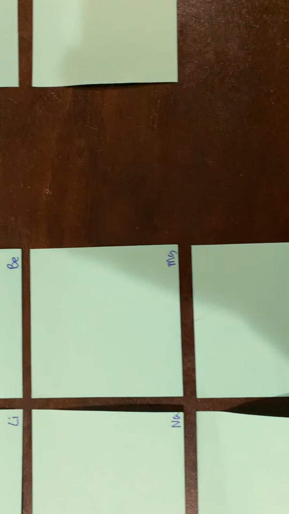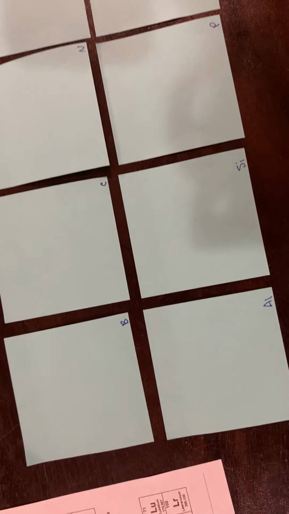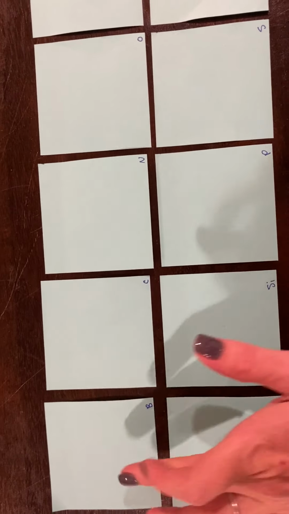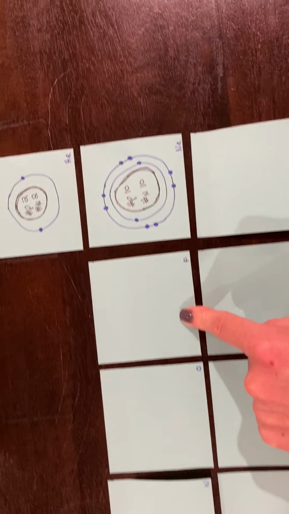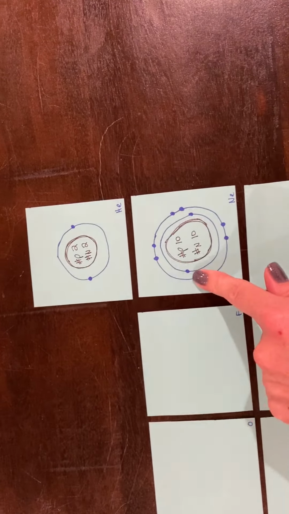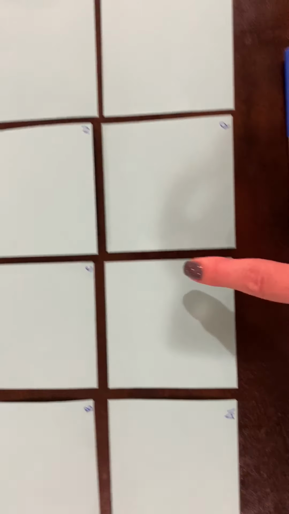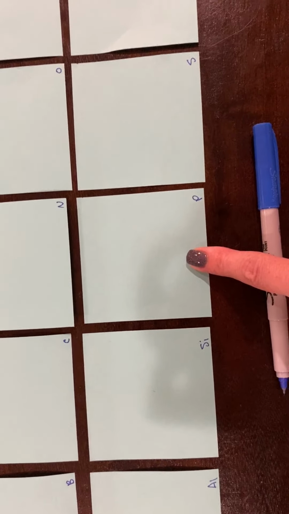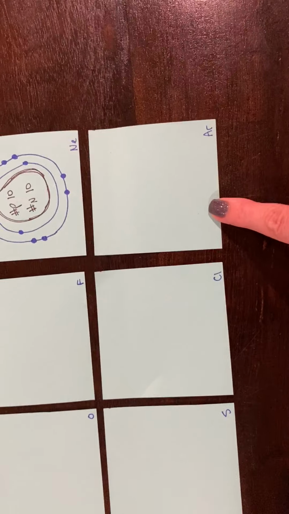So I put the little symbols in the bottom corner. And then we're going to do the other side of our periodic table. So boron, carbon, nitrogen, oxygen, fluorine, helium, neon, then we've got aluminum, silicon, phosphorus, sulfur, chlorine, and argon.